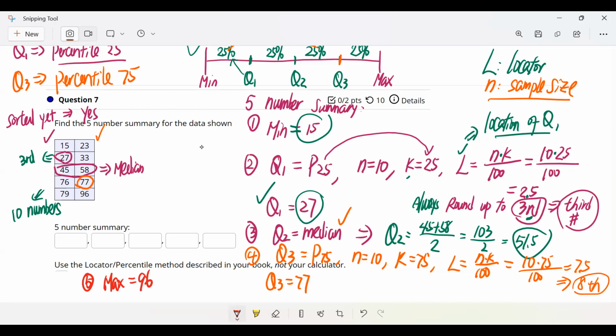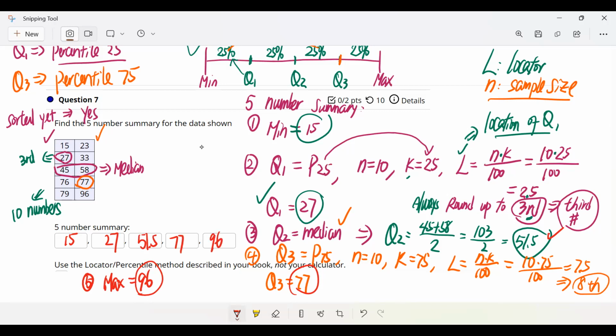5 number summary. Minimum is 15. Quartile 1 is 27. Median is this, right? Quartile 3 is 77. And maximum is 96. So that's all we need. So 15, 27, 51.5, 77, and 96.